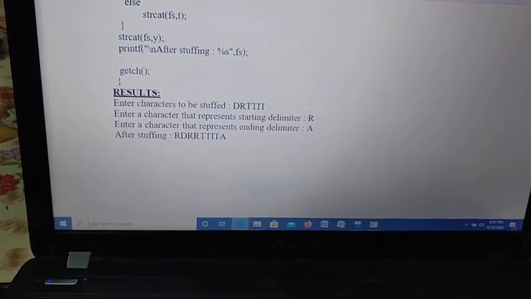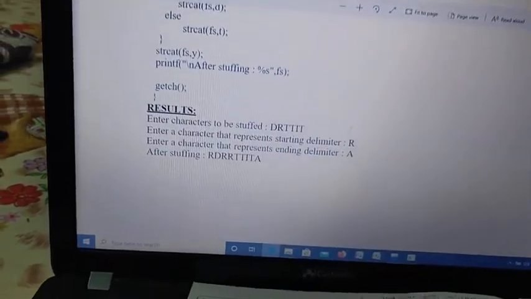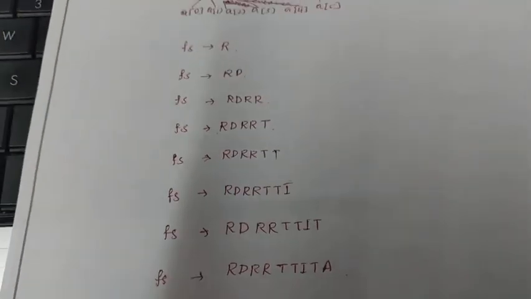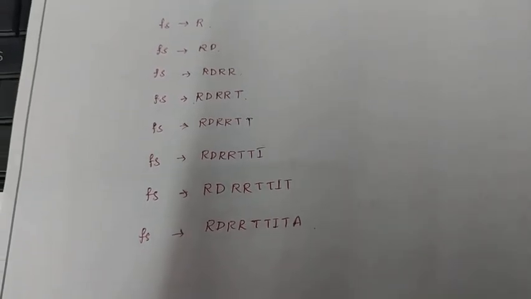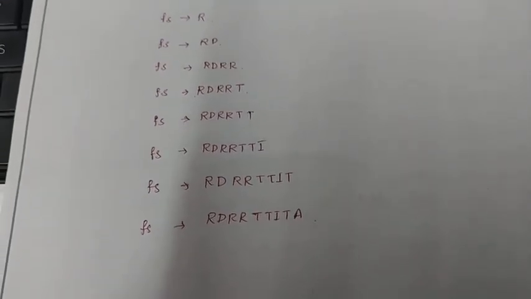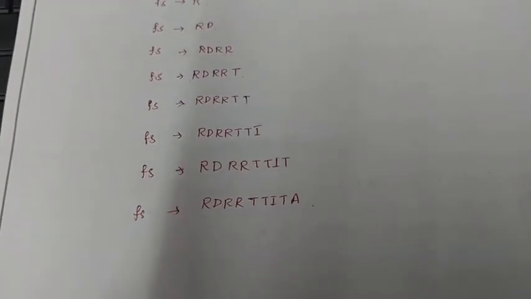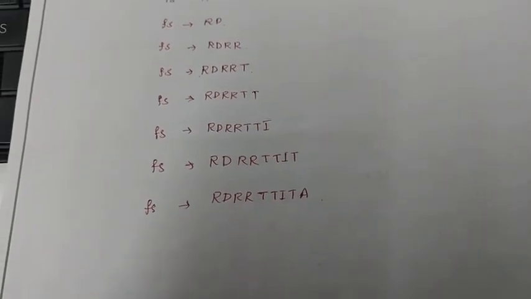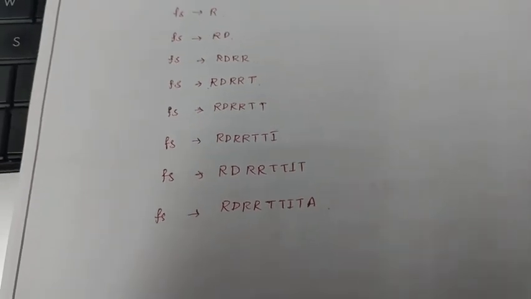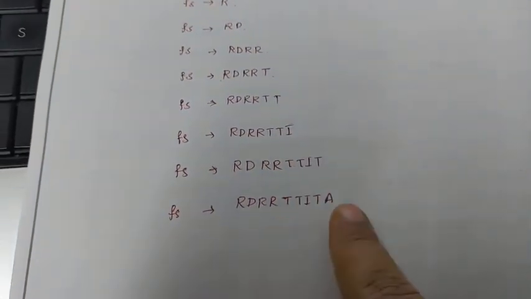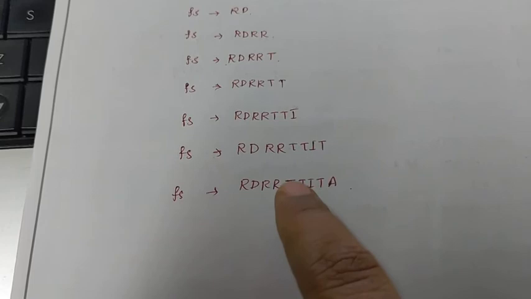So I hope you understood this one. How the memory location and the updating of the fs value take place will be done like this. See here, initially the fs value was r. Next time the for loop is executed, the fs value will be rd. Next time when it is executed, rdrr. Again the fs value will be updated to rdrrt. Again the fs value will be updated to rdrrtt. Like this the fs value is going to be updated continuously, and finally you are going to get this fs value. It is the final fs value, and that is the only one you are going to print.